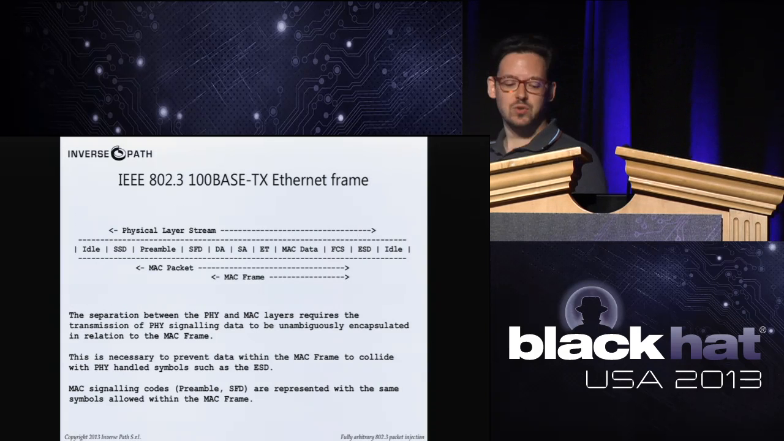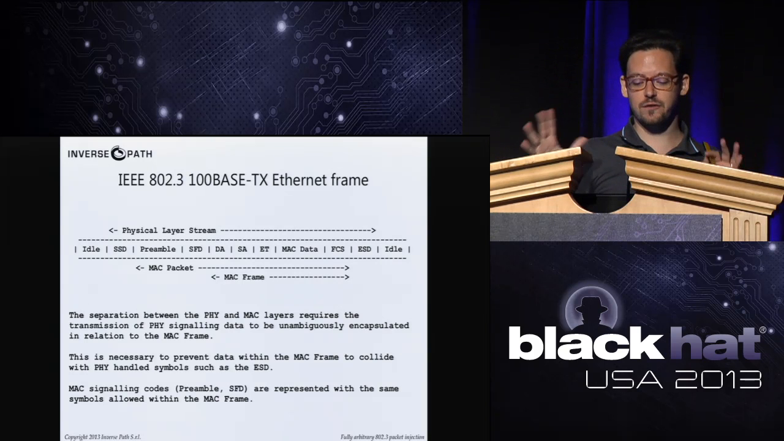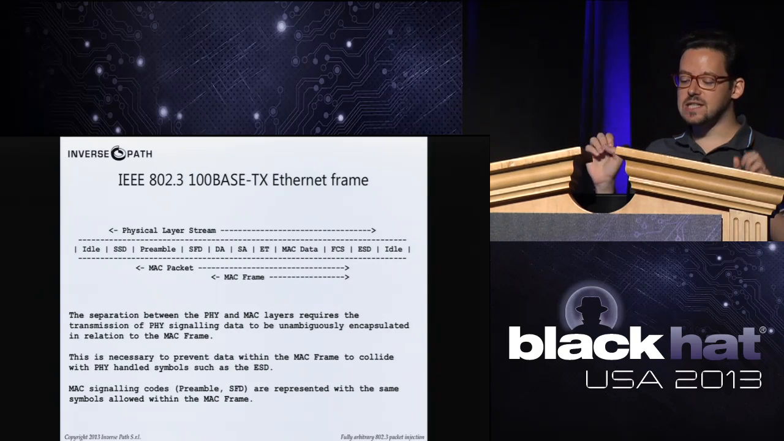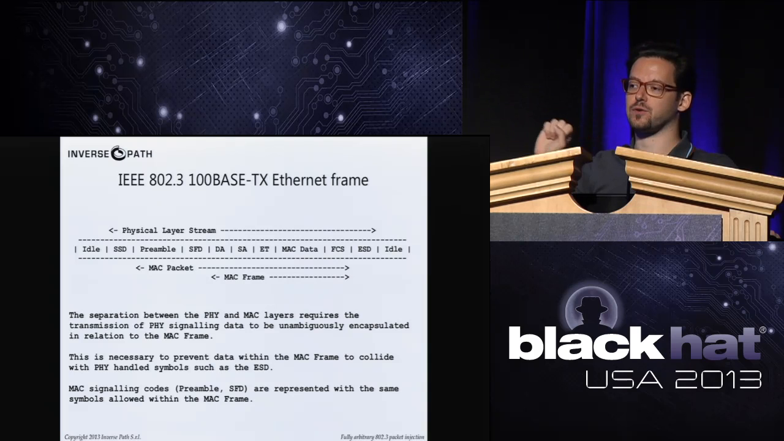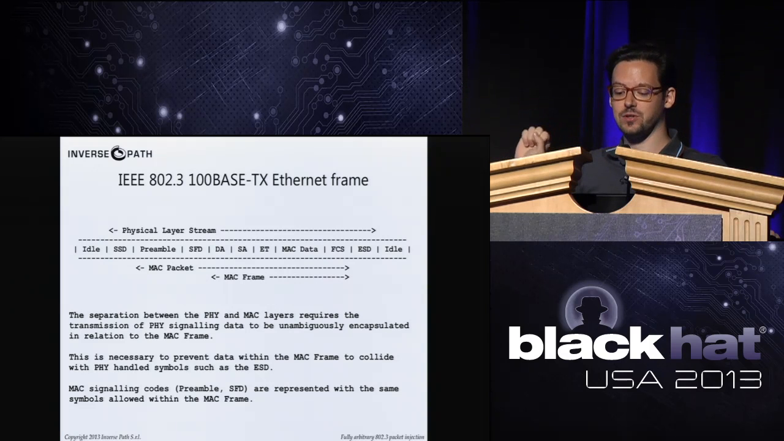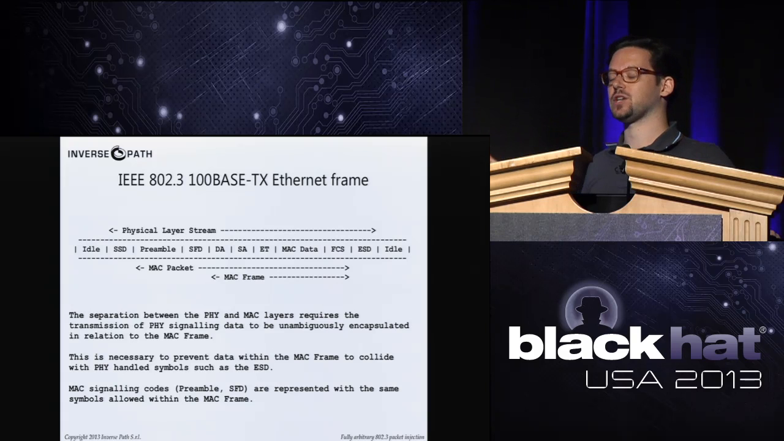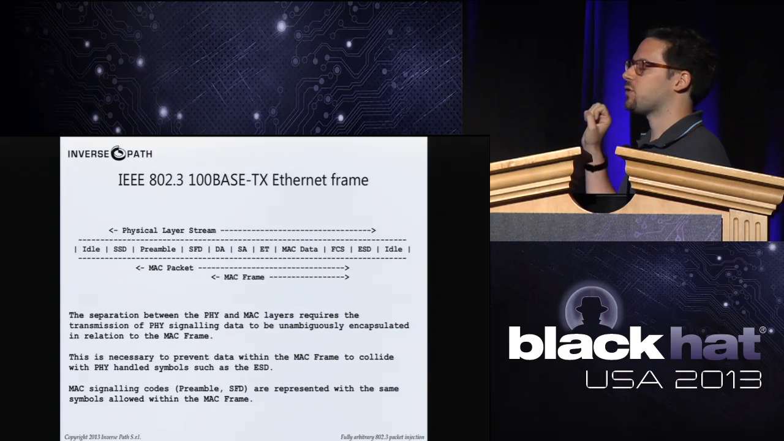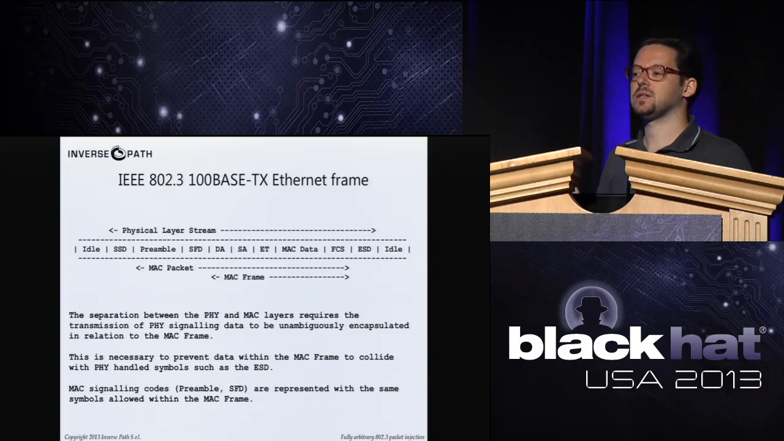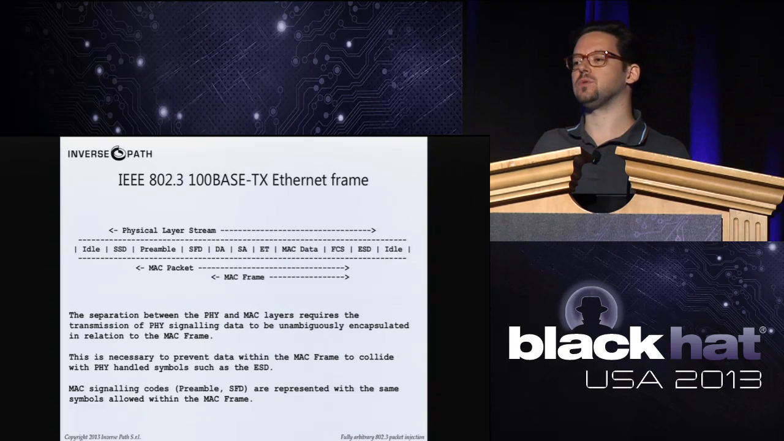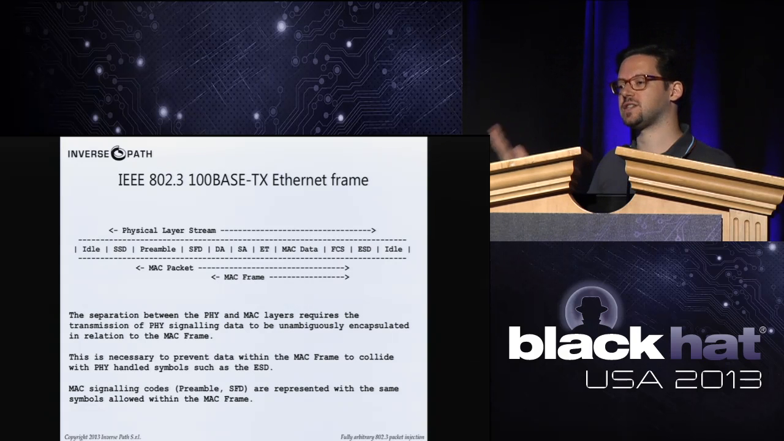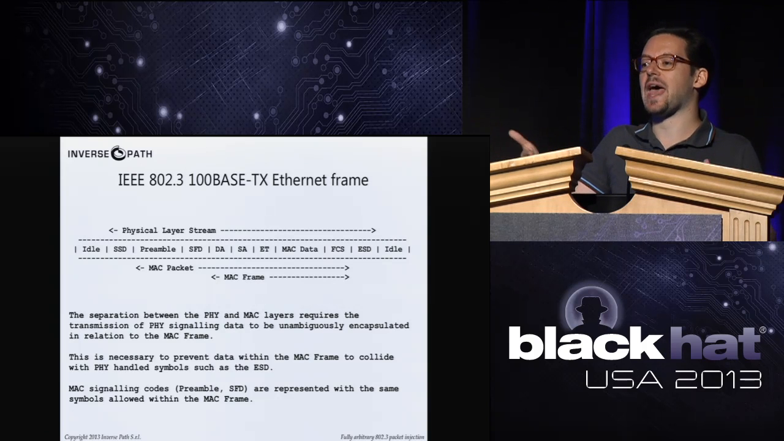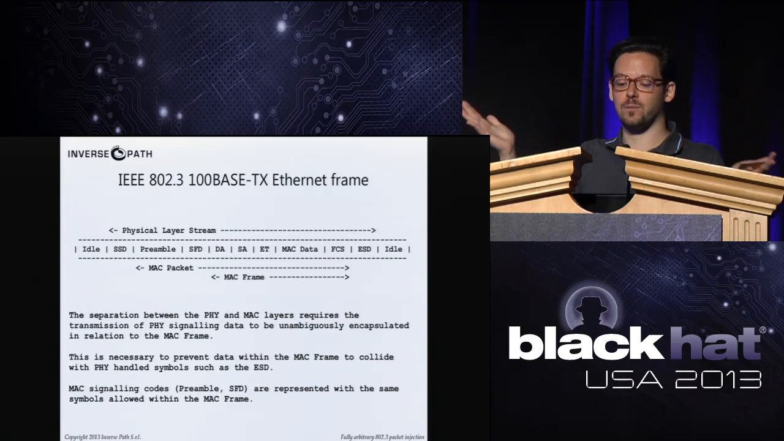Because of this separation between the PHY and the MAC, there are several things that go on here. There's a need for having the PHY signaling data. With PHY signaling data, we refer to the start of stream delimiter and the end of stream delimiter, to be unambiguously encapsulated in relation to the MAC frame. This means that whatever the MAC is doing, the MAC cannot inject those symbols into the frame. So the encoding of the symbols in the frame needs to be done in a way that the MAC cannot possibly inject those, so that you cannot have in-band signaling from the MAC layer.